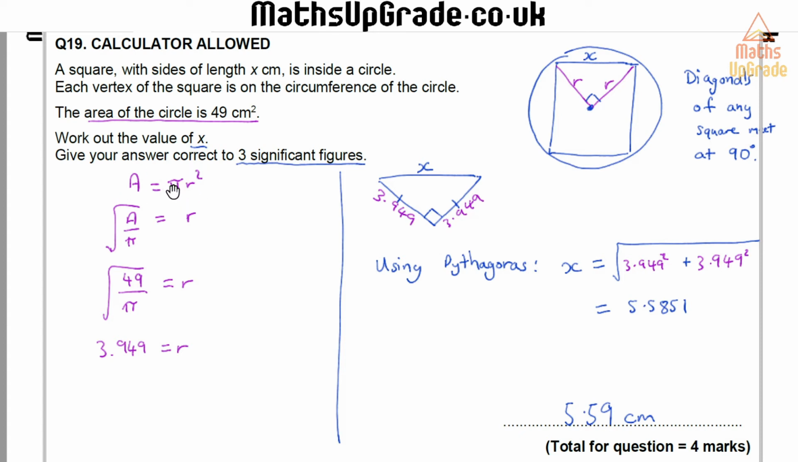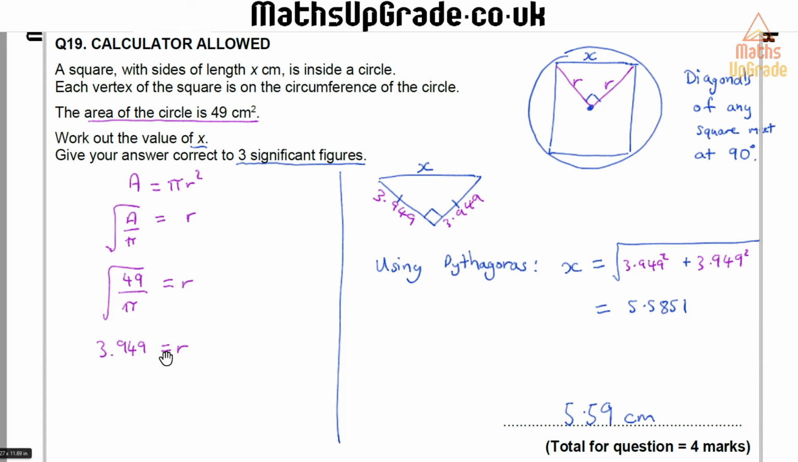I'm going to divide both sides by pi and do the inverse of squaring, which is square rooting. So divide both sides by pi, I'll get A over pi, and then square root, and then I get that there, which represents the radius. So now, if I substitute 49 for the area and divide by pi and square root, the radius is given as 3.949. So now, let's look back at this diagram.